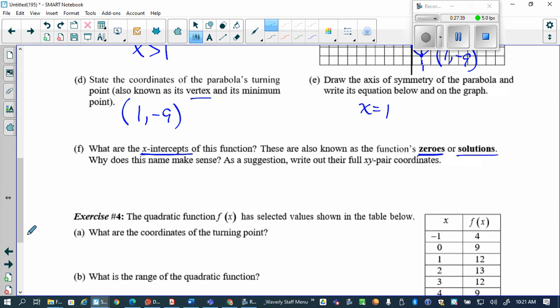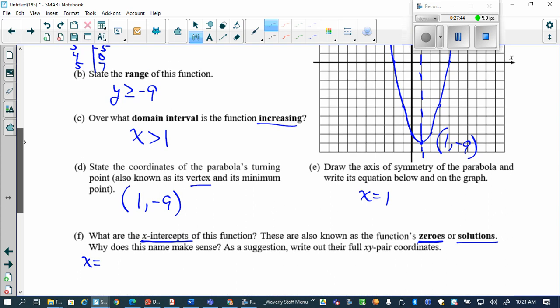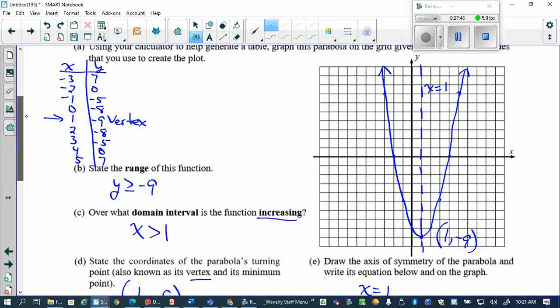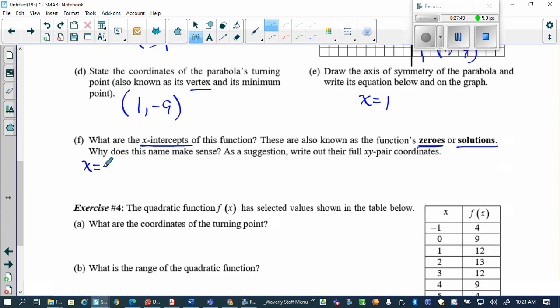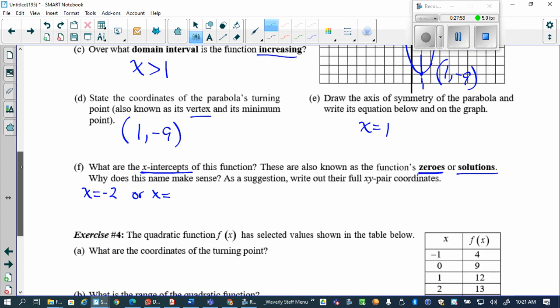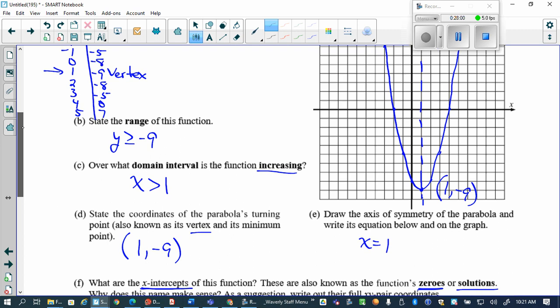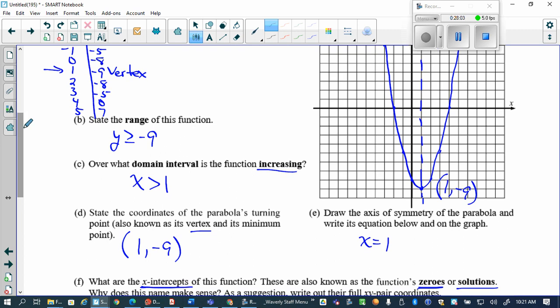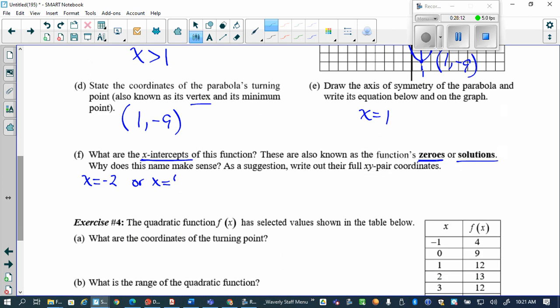So the x-intercepts will be found at x equals what? Negative 2. And very important here, I put the word or. X equals, what's the other one? Look at the graph. That's the first one we just listed. There's the other one. That's x equals what? 4. So x equals negative 2 or x equals 4.